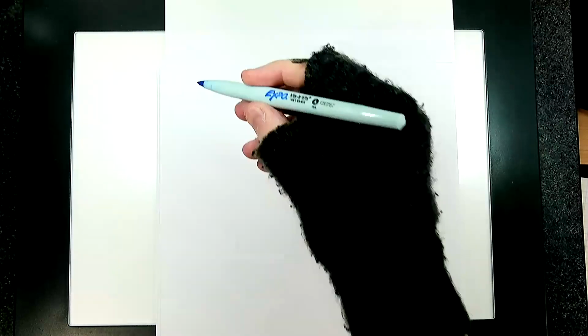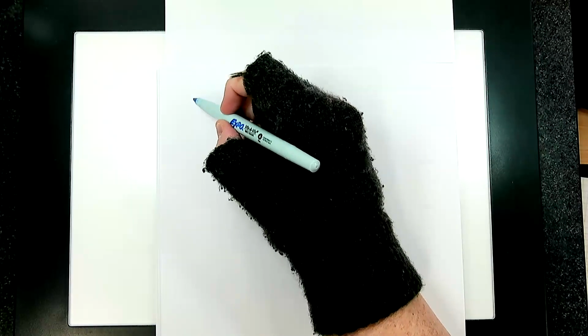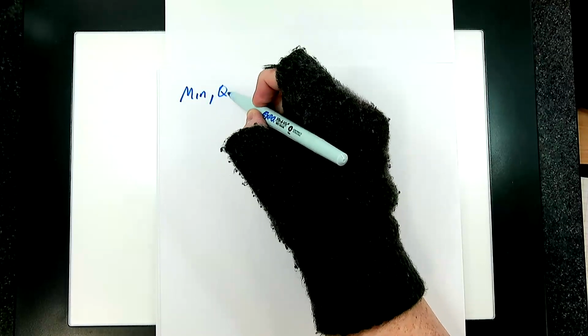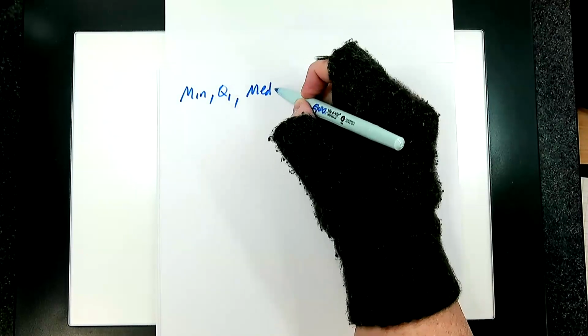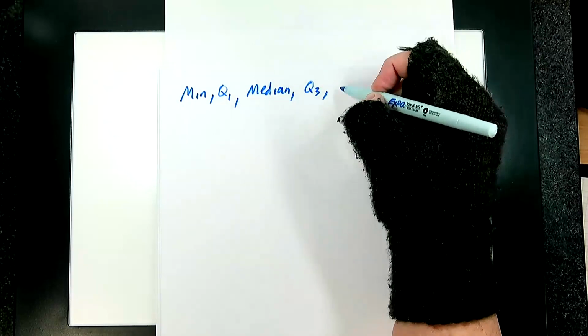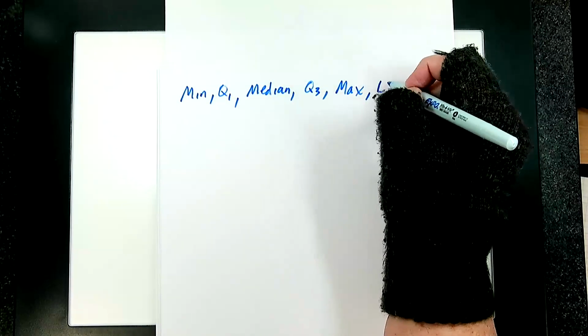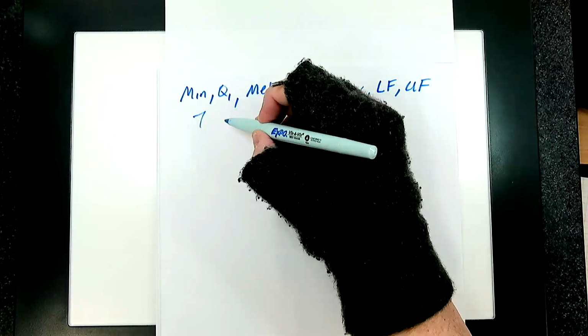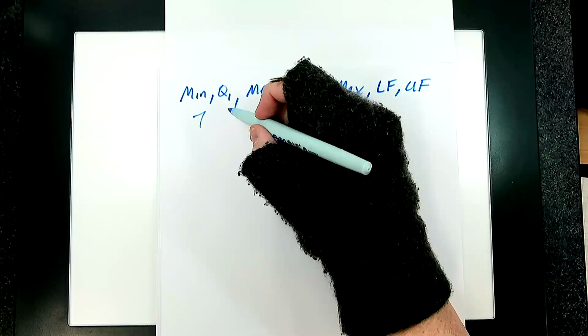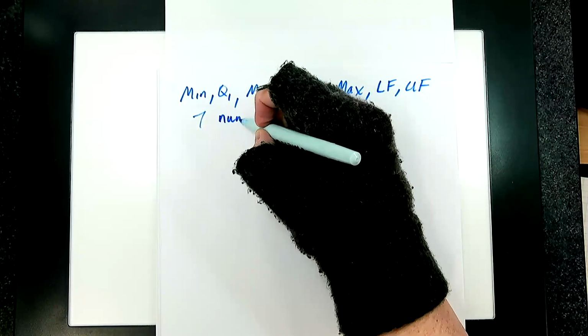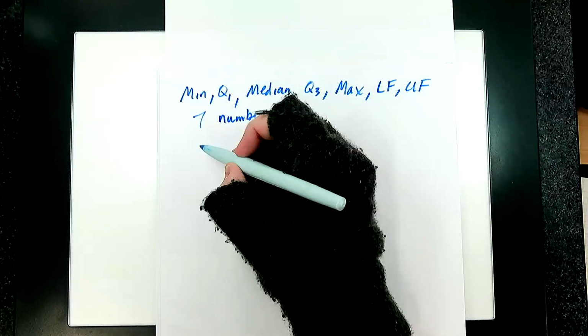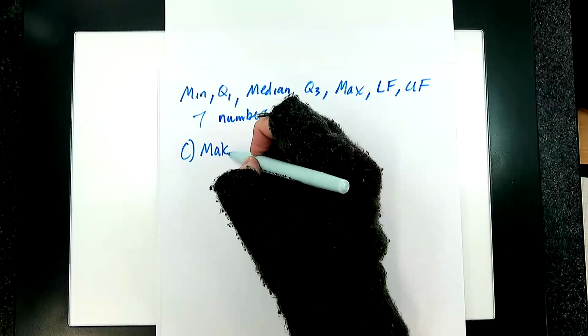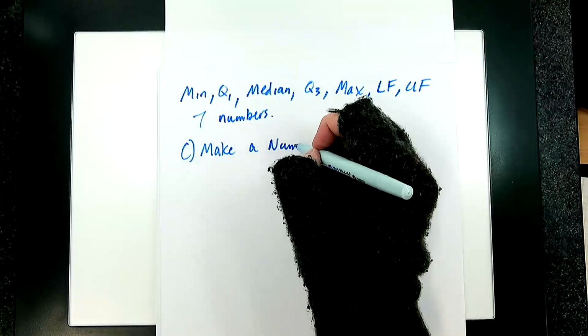All right, so once we have our 5 numbers and our lower fence and our upper fence, these are all numbers. So we'll have the min, Q1, the median, Q3, the max, the lower fence, and the upper fence at this point. These are 7 different numbers, not necessarily different, but usually are. Sometimes the fences are the same as some of the other ones. 7 numbers. We will, at this point, make a number line marking those 7 numbers.